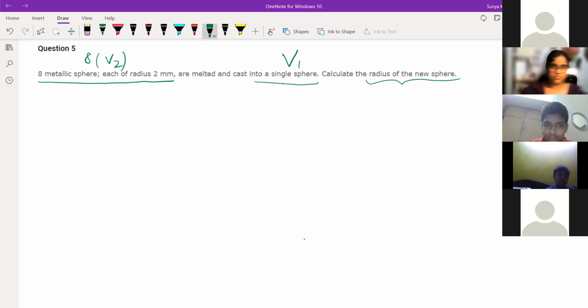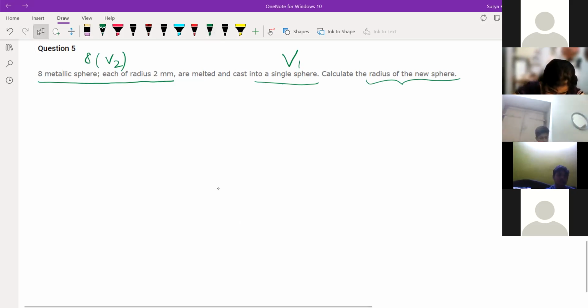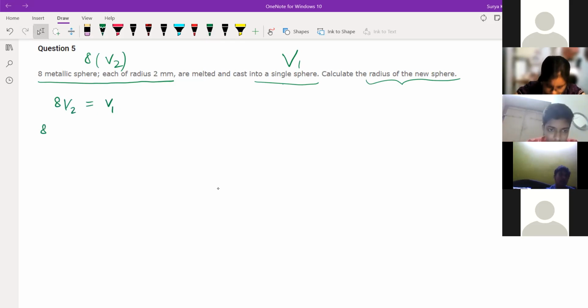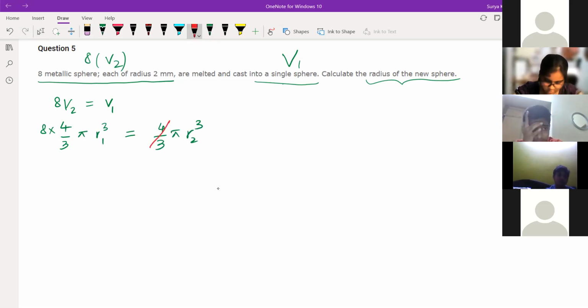Sir, 4 millimeter. 4 millimeter, you are saying? Yes, sir. Yes, 4 mm is the correct answer. So what we can write here: 8 into V2 is equal to V1. So 8 into 4 by 3 pi R cube, meaning R1 cube I'm writing here, is equal to 4 by 3 pi R2 cube. So now see, both sides 4 by 3 get cancelled. Now we can write here 8 into 2 into 2 into 2 is equal to R2 to the power 3.